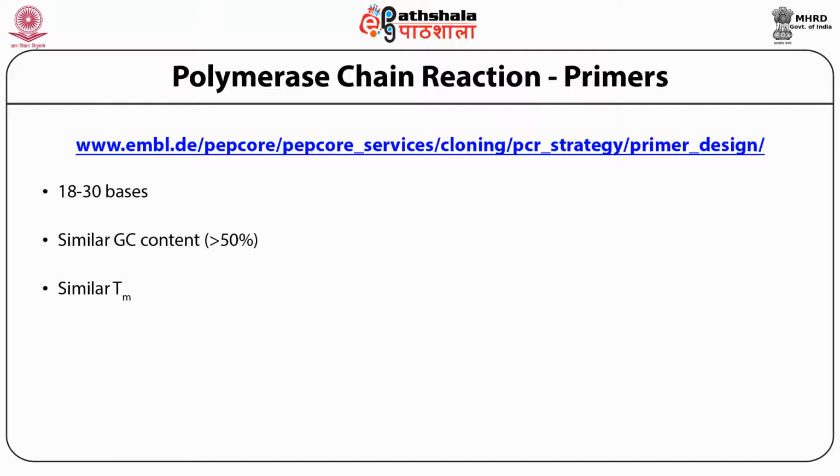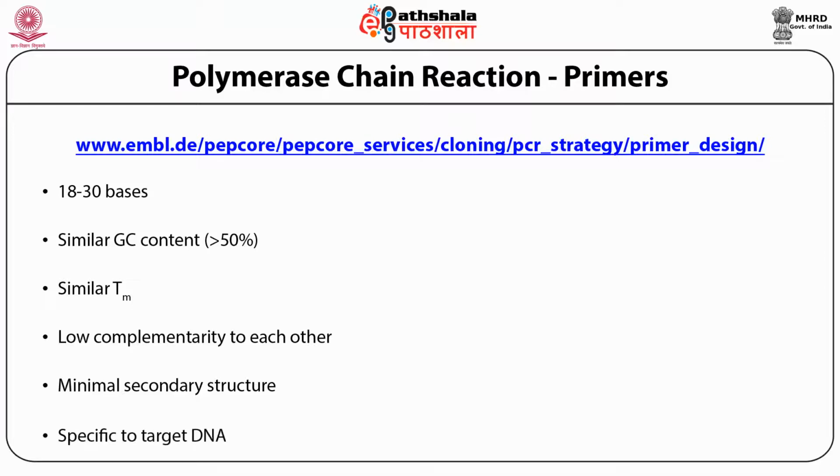The primers must have low complementarity to each other with minimal secondary structure, that is minimal self-complementarity, particularly in the 3' region, to reduce primer-dimer formation. And most importantly, the primer must be highly specific to the target DNA with no cross-hybridization to non-target DNA sequences, to avoid amplification of non-specific DNA.